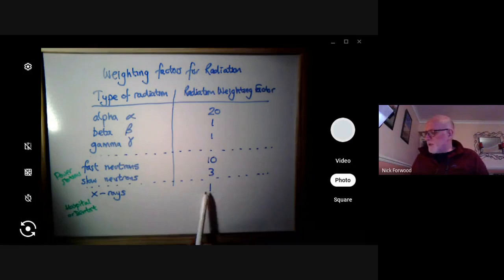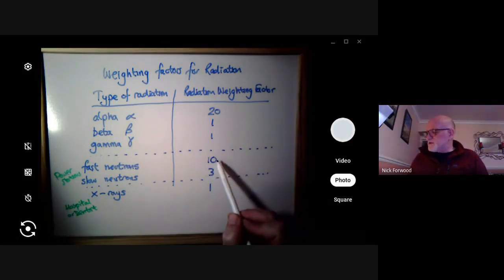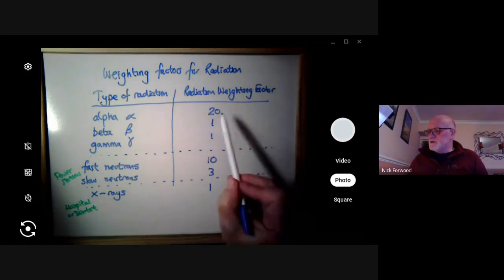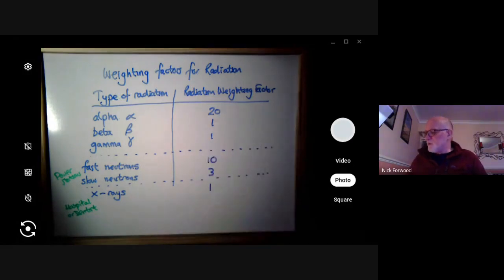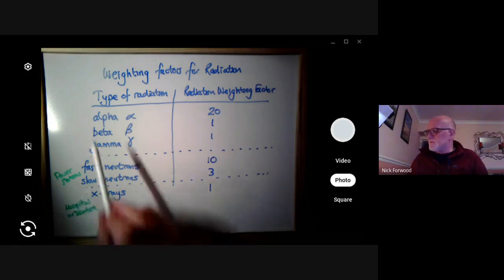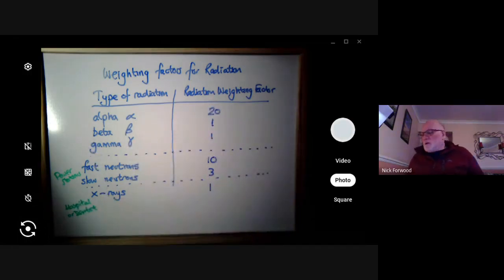Slow neutrons are 3 times more dangerous because they cause 3 times more ionization. Fast neutrons, more dangerous still because they cause 10 times more ionization. And lastly, alpha, the most dangerous to living cells because they cause 20 times more ionization than some of these others as well. So I'll remind you that we don't need to remember these numbers. You'll need them for doing problems that we'll be looking at in a bit, but you don't need to remember these in tests and exams because you get this information on your data sheet.